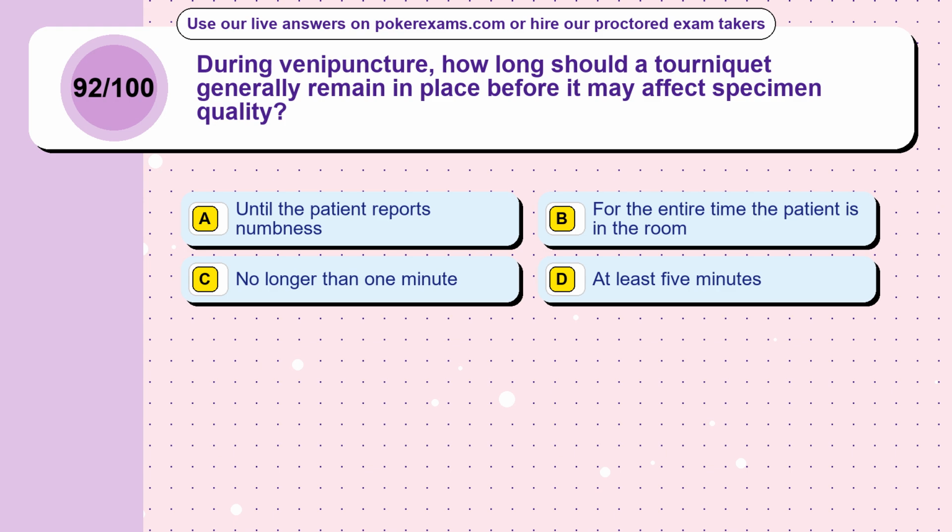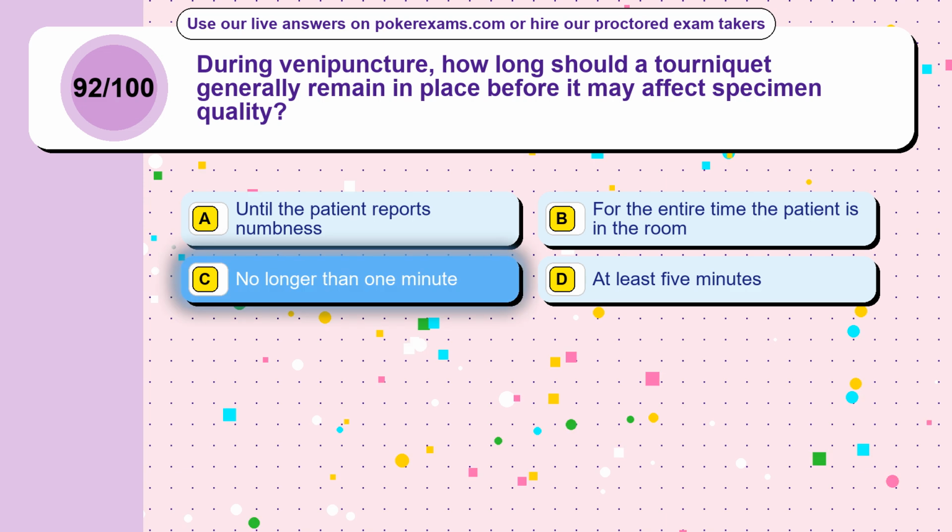Question 92. During venipuncture, how long should a tourniquet generally remain in place before it may affect specimen quality? Option A. Until the patient reports numbness. Option B. For the entire time the patient is in the room. Option C. No longer than 1 minute. Option D. At least 5 minutes. The correct answer is option C.